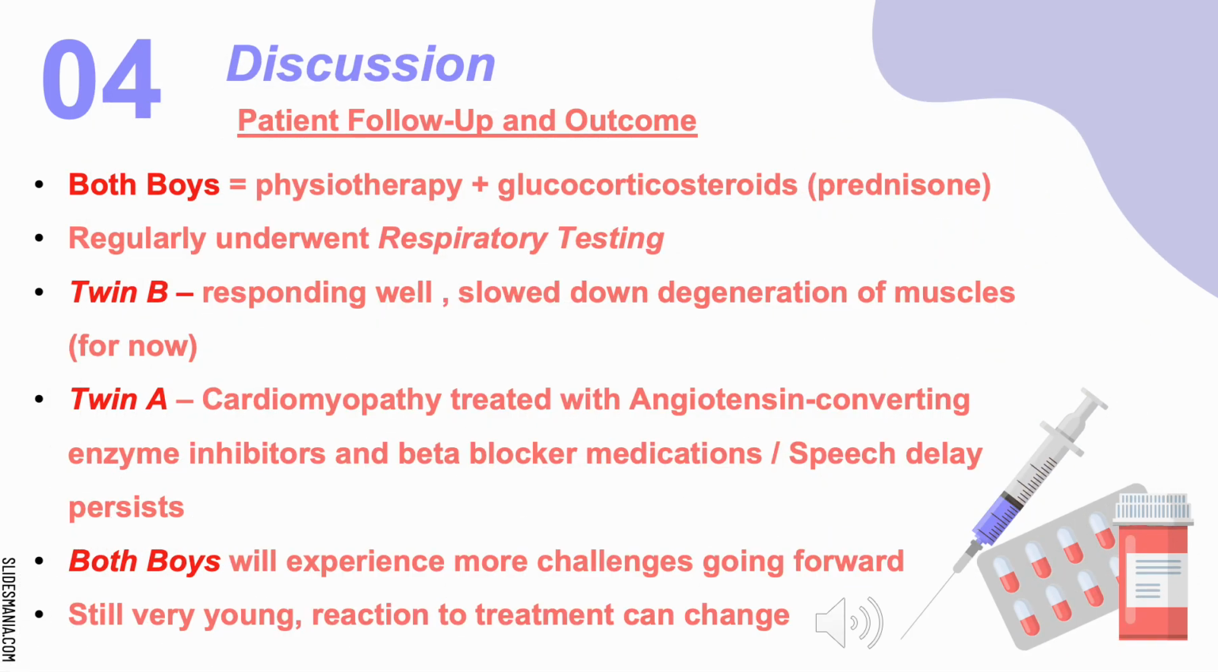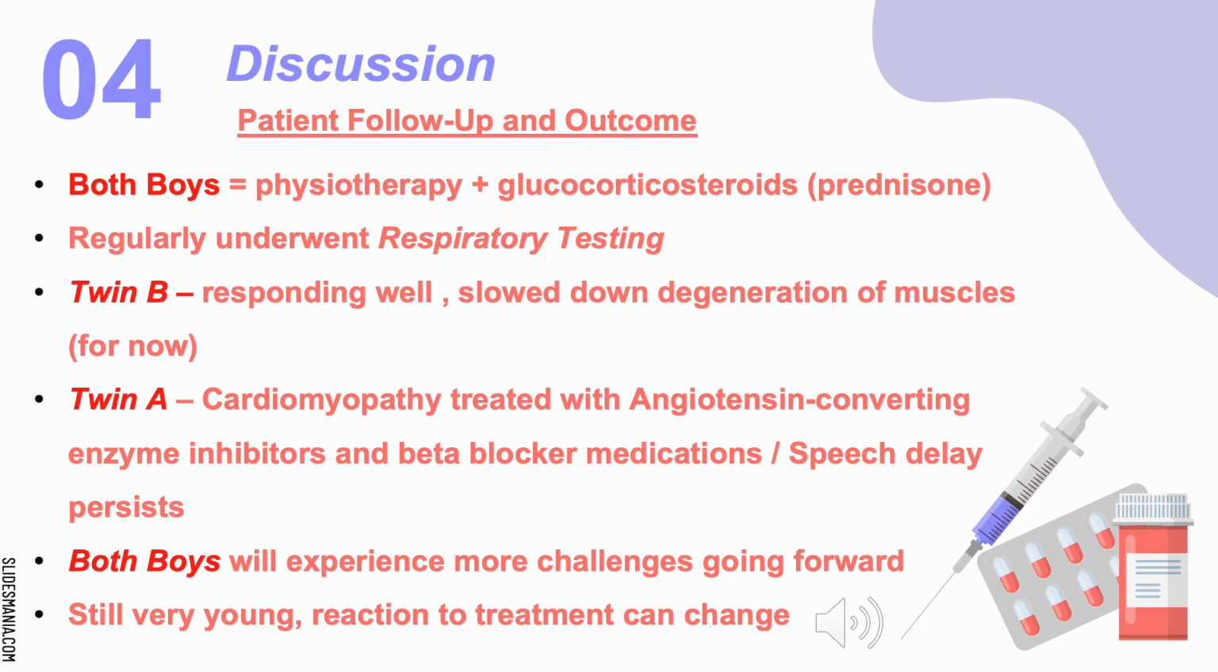Now let's look at the follow-up and outcome of the patients. Upon follow-up with the twins, it was noted that both Twin A and B were going for physiotherapy and were being treated with glucocorticosteroid medications, namely prednisone, which is also known as glucocorticoids, to delay the loss of ambulation. They were both regularly sent for respiratory testing to check lung function as suggested by literature.